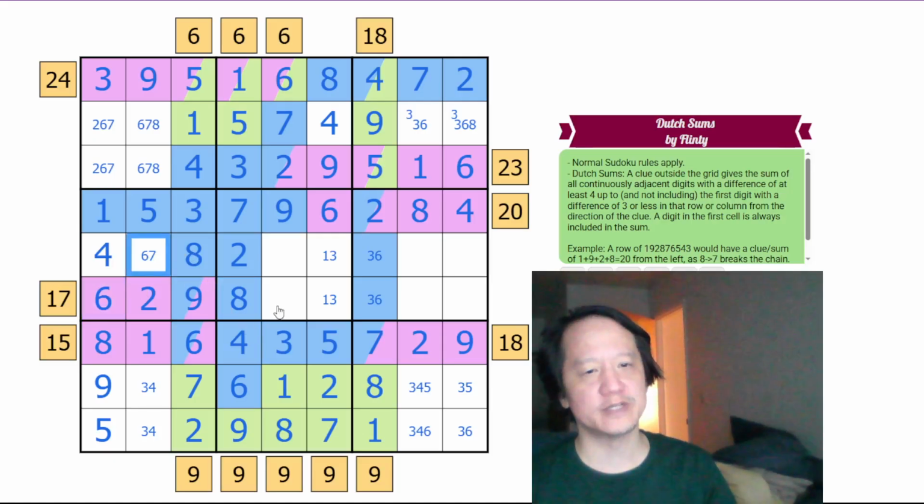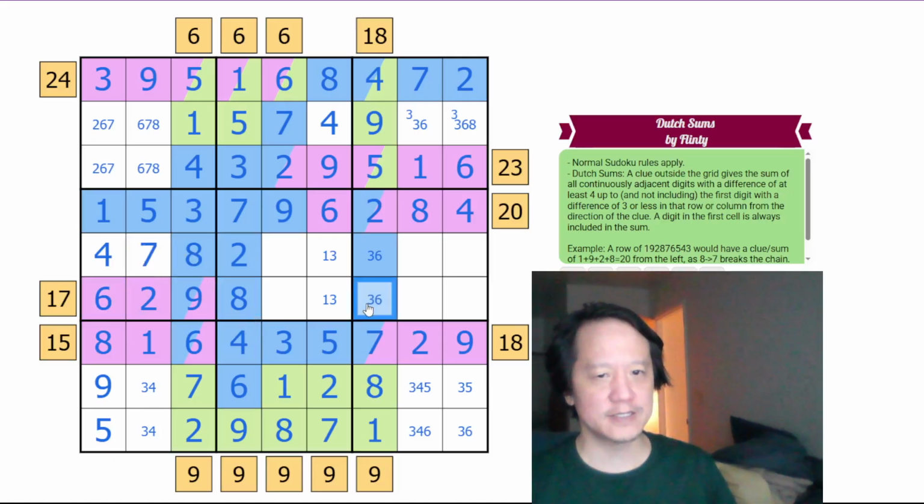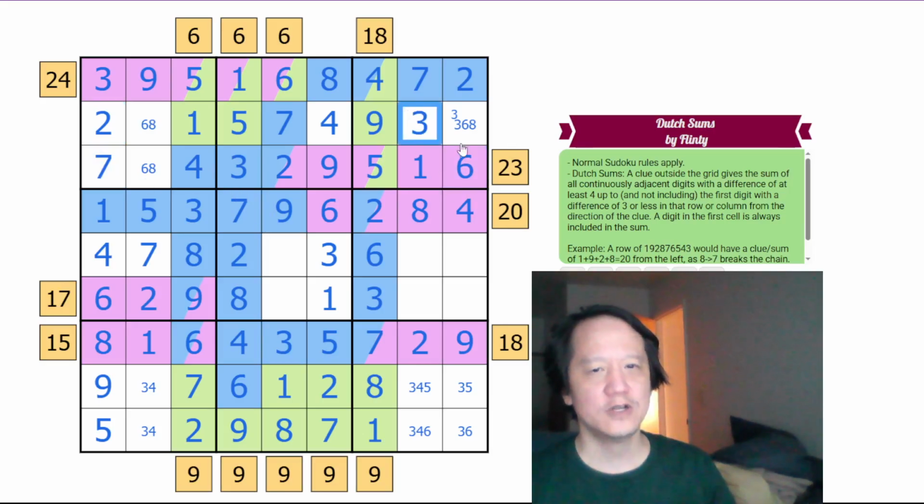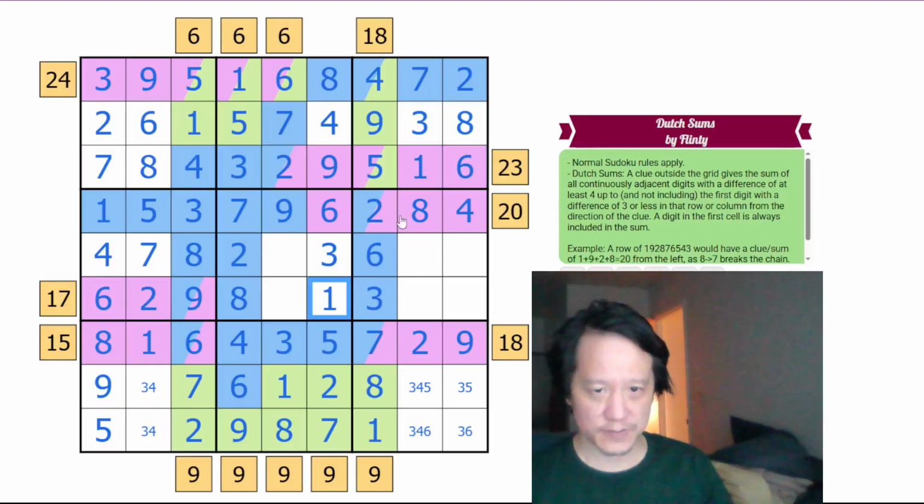6 eliminates 6 here, so it's 7. 6 eliminates 6 here, so it's 3 and 6. 3 eliminates 3 here, so it's 1 and 3. 7 eliminates 7 here, so it's 6 and 8. This 6, 8 pair eliminates 6 in the rest of the box. 7 eliminates 7 here, so that's 2, which makes that 7. 6 eliminates 6 here, so that's 3 and 8. 6 eliminates 6 here, so it's 8 and 6.